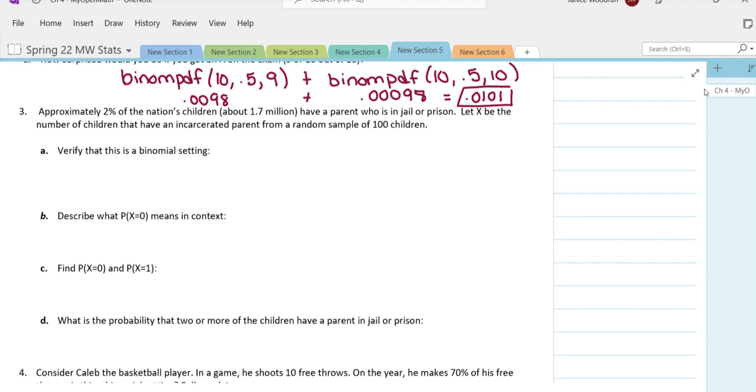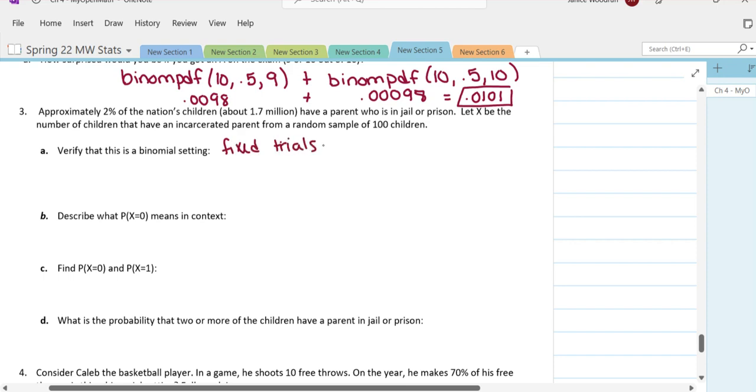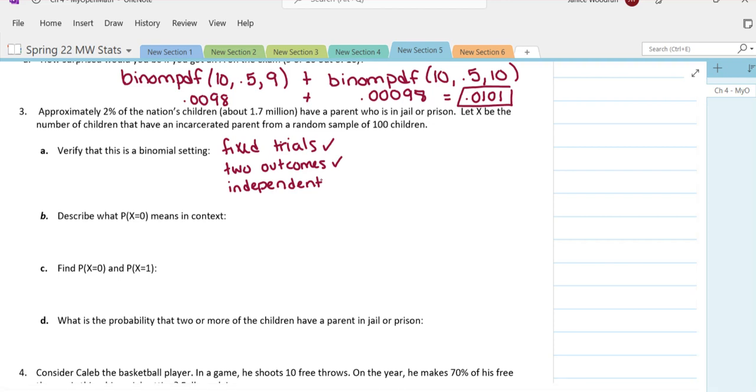So let's verify that this is a binomial setting. We have a fixed number of trials, 100 children. We have 2 possible outcomes, jail or not jail. We've got independent trials. To confirm that, it really doesn't say here. It says the random sample of 100 children. We couldn't have any siblings in the sample. That's the only issue there. But it doesn't say it, so we're going to assume we're okay.